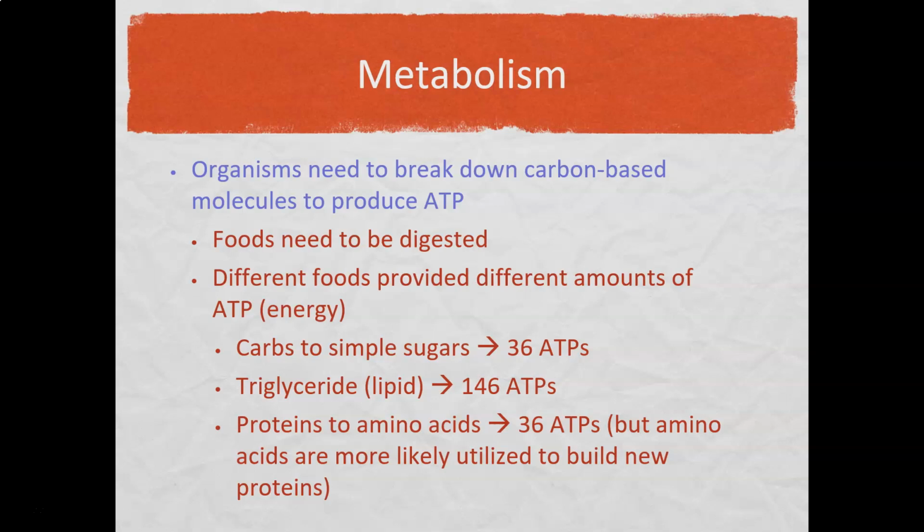So if I break down sugars, I get about 36 ATPs. If we break down triglycerides, fats, lipids, oils, then we're talking somewhere on the order of 146 ATPs per lipid molecule. It's a lot more. Break down proteins into amino acids and then break down those amino acids to make energy, and I get somewhere about 36 ATPs as well. Here's the thing. So we're going to use glucose as our way to trace how cellular respiration works. So we're going to talk somewhere on the order of about 36 ATPs being produced.